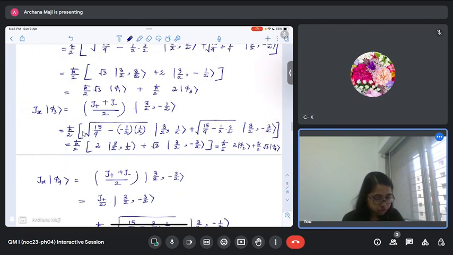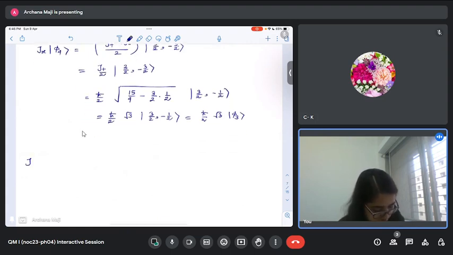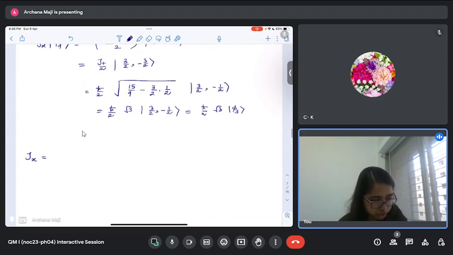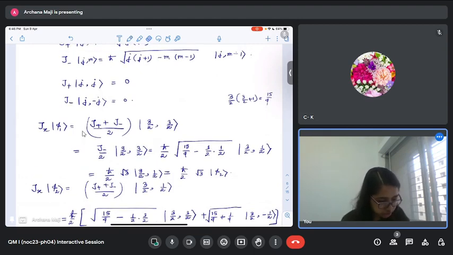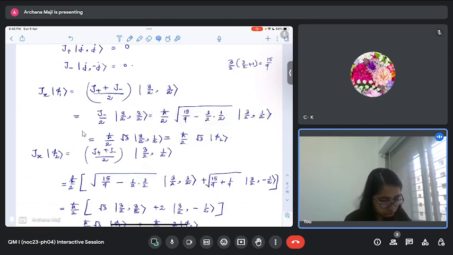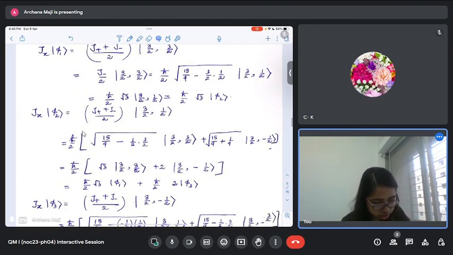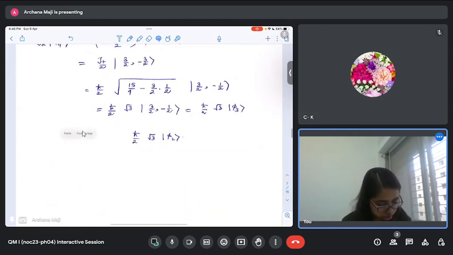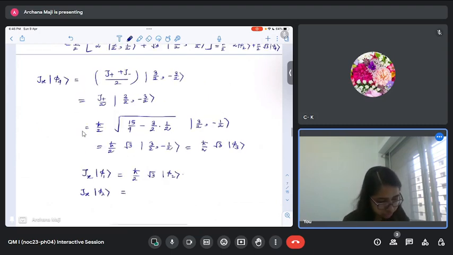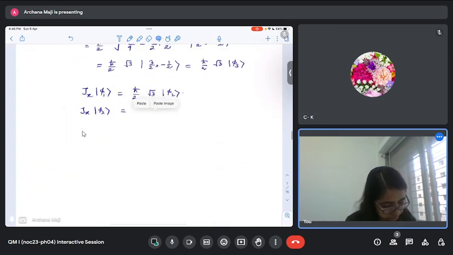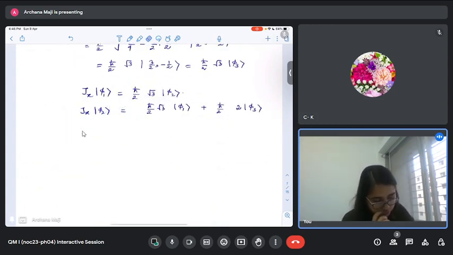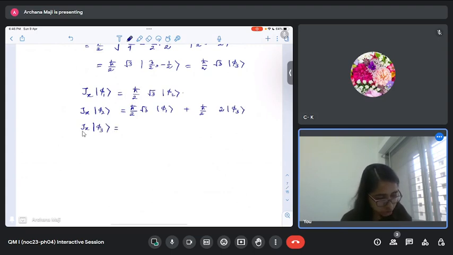Okay, so then Jx equal to, so let me write all these at a single place, so it will be easier for us to see. Jx, so on phi 2, on phi 3 it gives this.